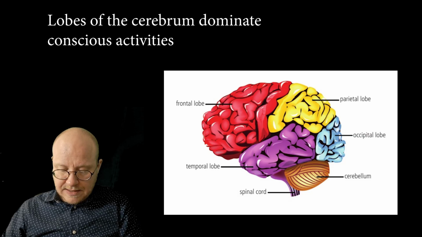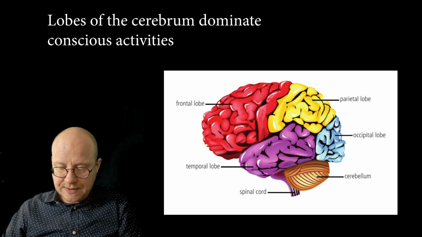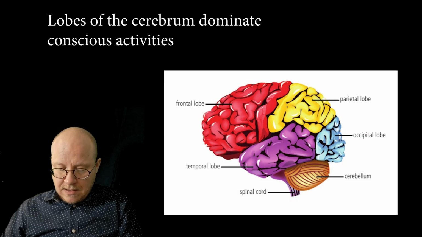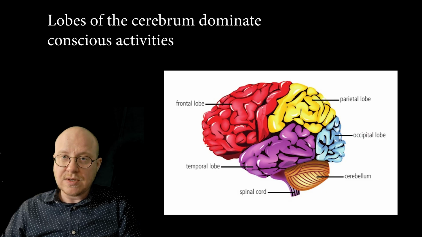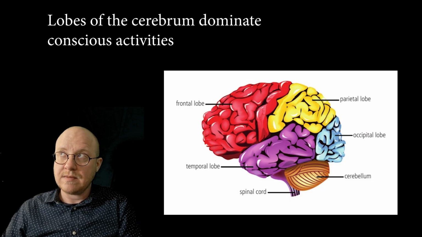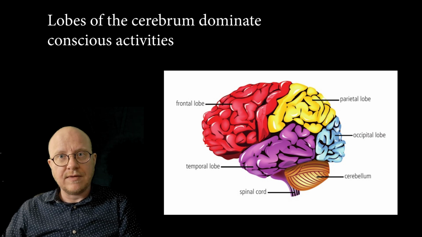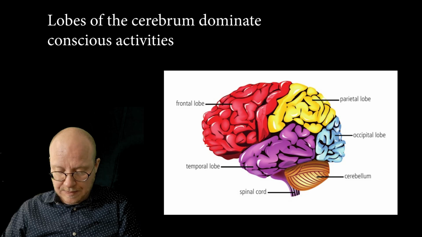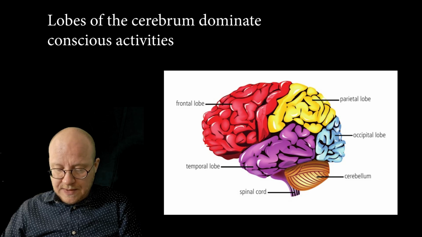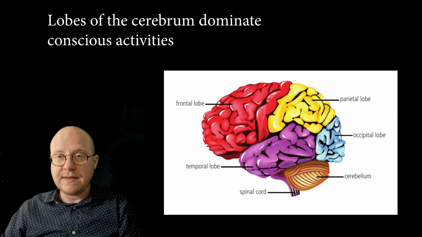The neural processing carried out by these 4 lobes, I'm talking about the lobes in the cerebrum, dominates our conscious activities. So our thinking and what we're looking at and what we're feeling, the processing of that stuff happens there. Although the 4 lobes interact with each other continuously, learning and memory activities are largely coordinated by the frontal lobe.